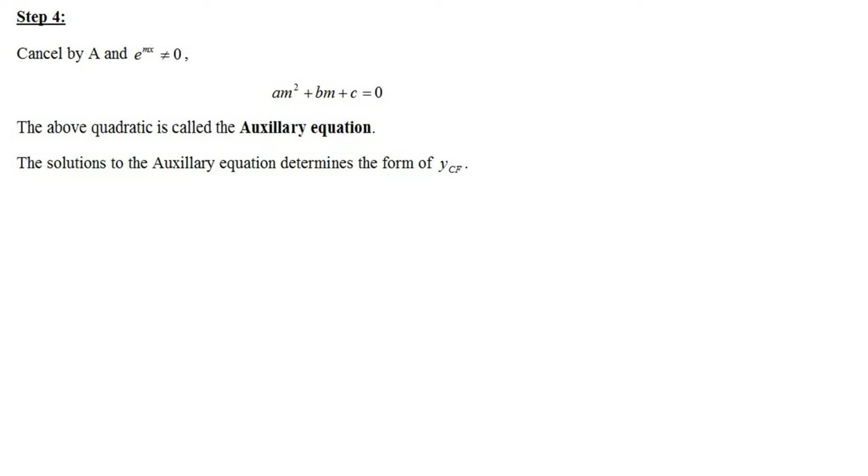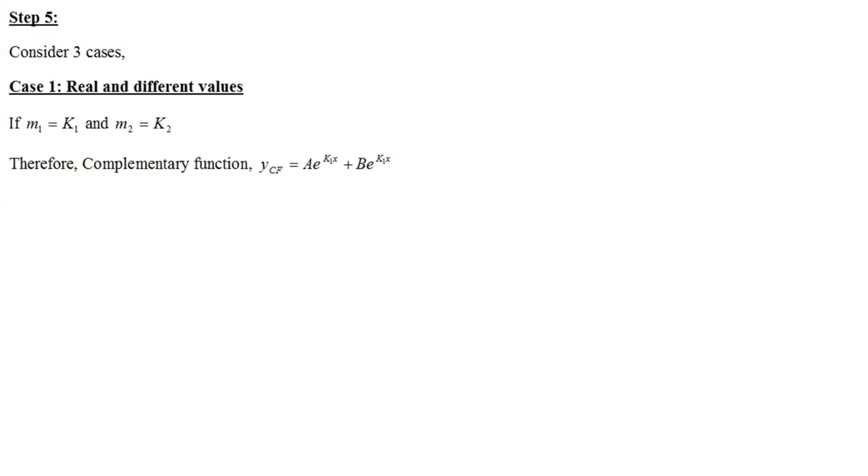Now, the solutions to the auxiliary equation determine the form of your complementary function. Depending on your solutions to your auxiliary equation, we need to select one of these three forms for the complementary function ycf. So, let me go through the three cases. Case number one is the case whereby if you solve your auxiliary equation and you have real and different values for m, so for example, if m1 equals k1, say, and m2 equals k2, say, the form of your complementary function ycf will be of this type.